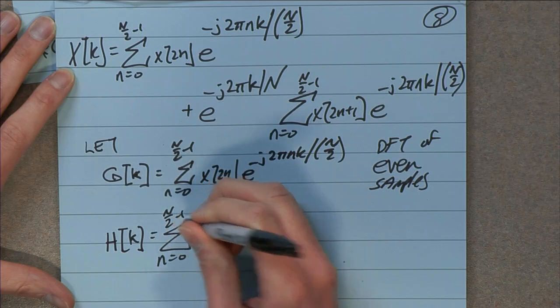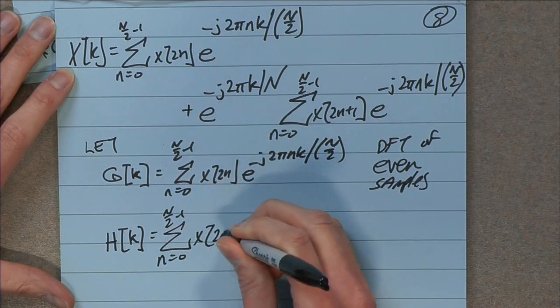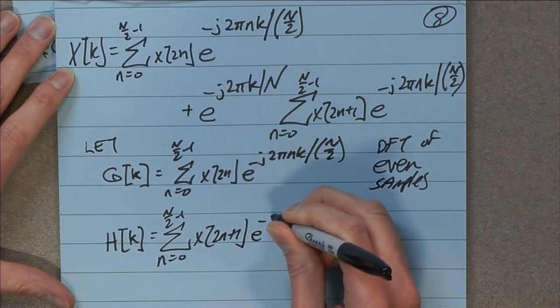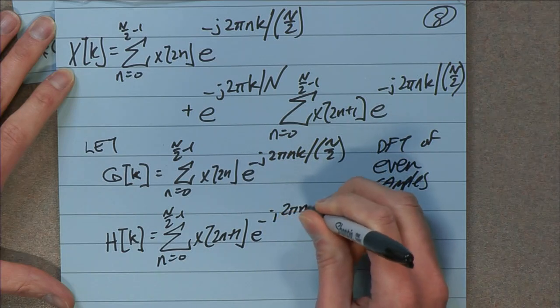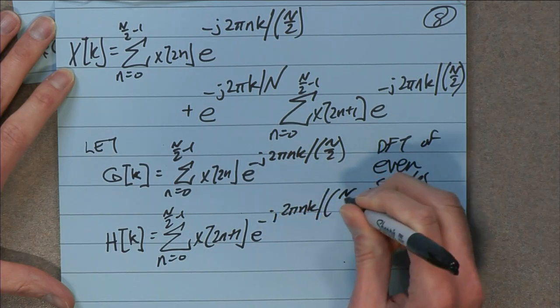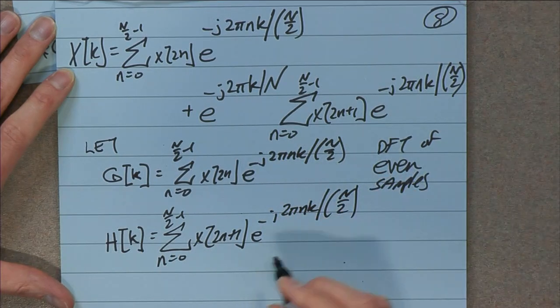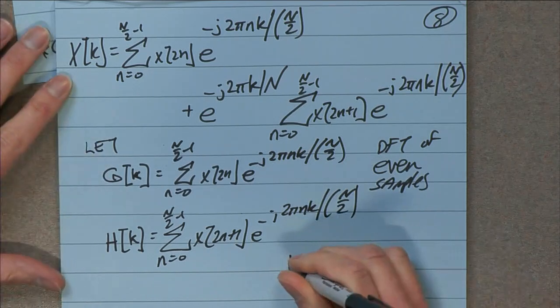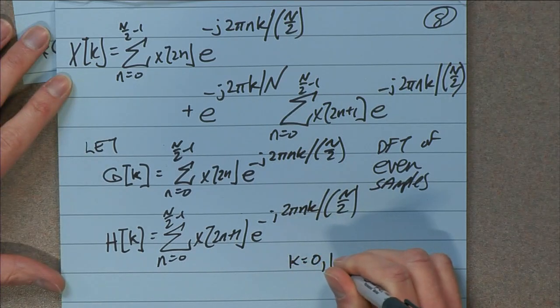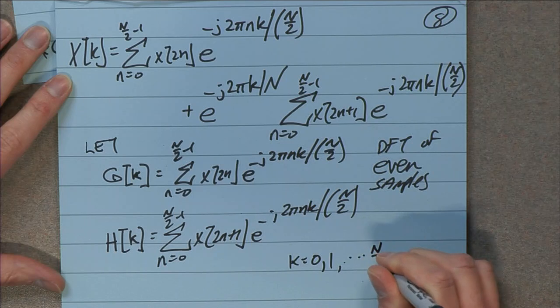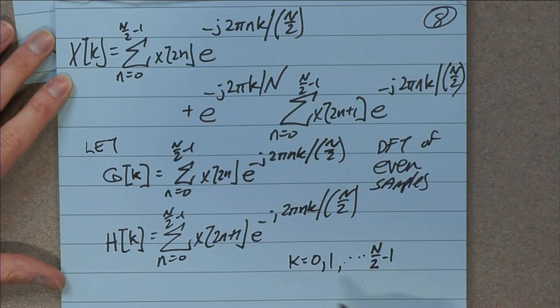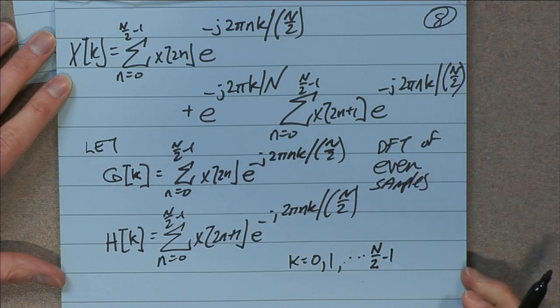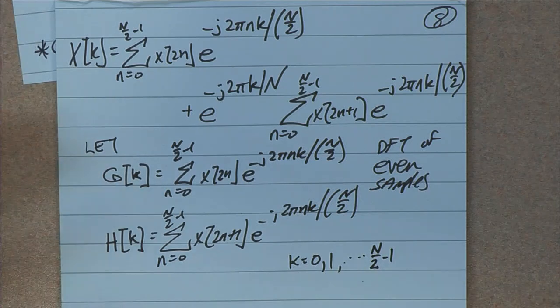And it's very similar, except the inputs are the odd samples. 2 pi nk n over 2. And for both of these expressions, what's k? K goes from 0 to n over 2 minus 1. Why? Because these are both n over 2 point DFTs.